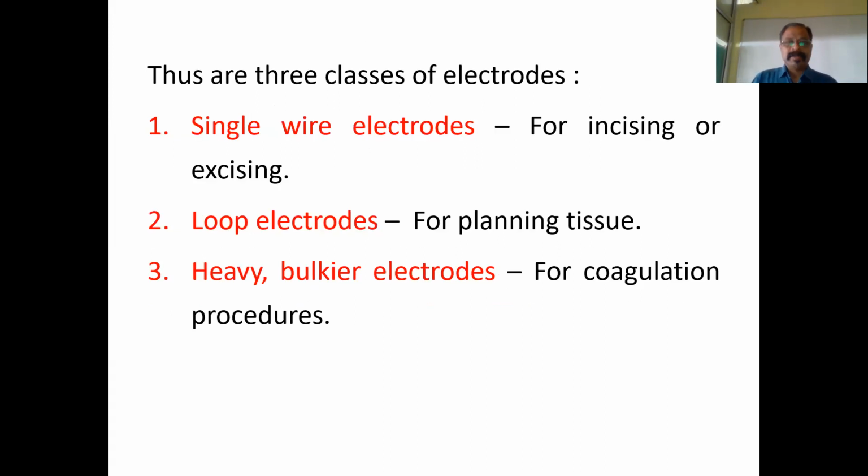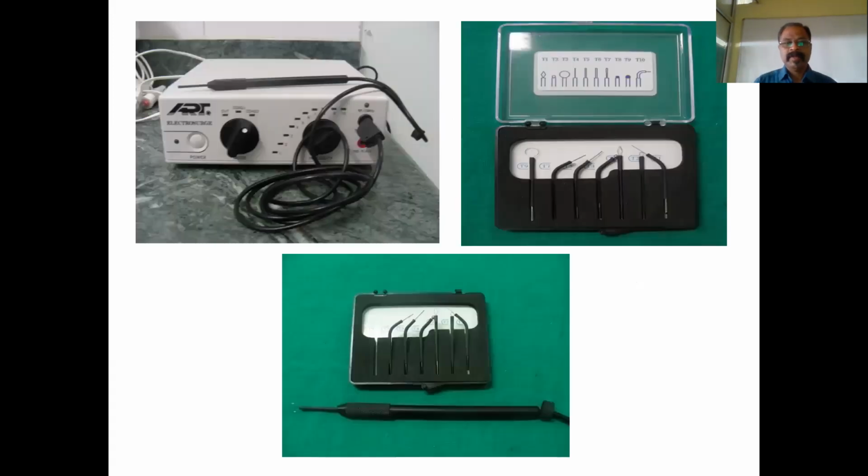There are 3 types of electrodes available along with this electrosurgical kit. You have single wire electrodes, which are used for incising or excising. You have loop electrodes for planing the tissue or for contouring the gingiva. The third one is heavier, bulkier electrodes, intended for any coagulation procedures whenever there is excessive bleeding, right? So this is your electrosurgical unit, and then you have, as I said, different sorts of electrodes: straight electrodes, loop electrodes, and bulkier electrodes for coagulation.